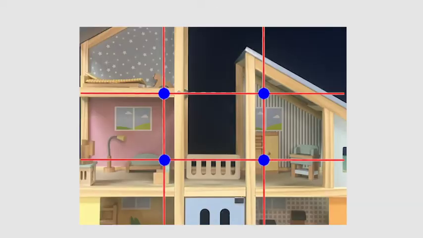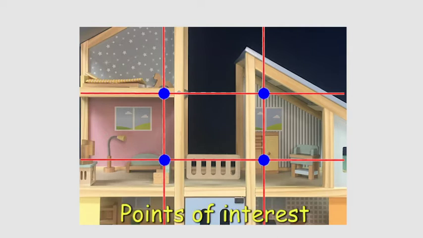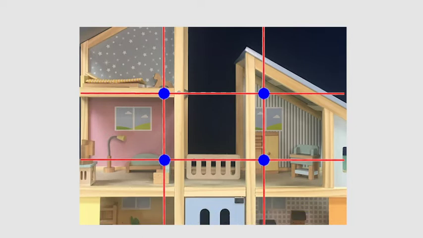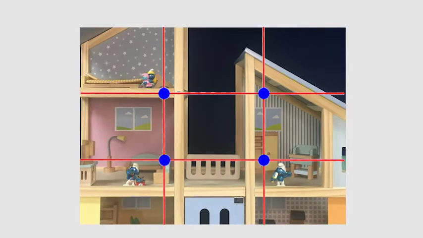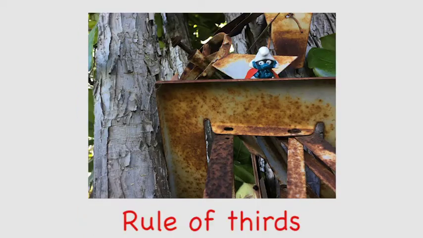The grid lines identify 4 important parts of the image known as the points of interest. When composing your shot, you should consider placing something in 1, 2, 3, or all 4 points of interest in your frame. The same can be used for vertical lines.